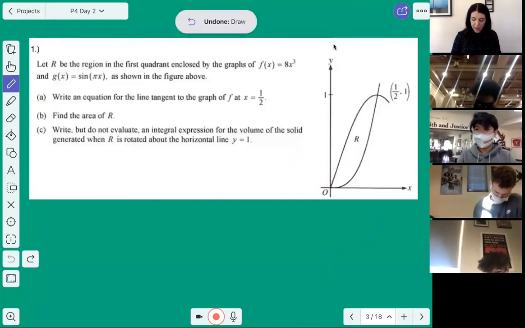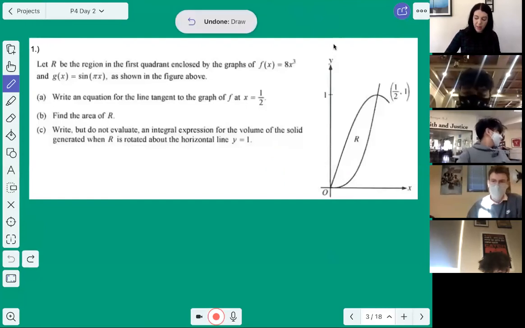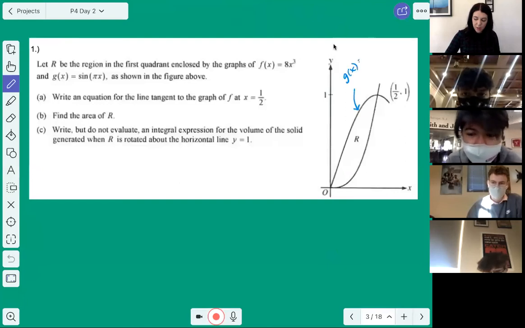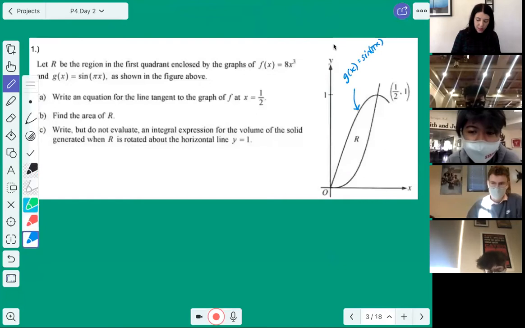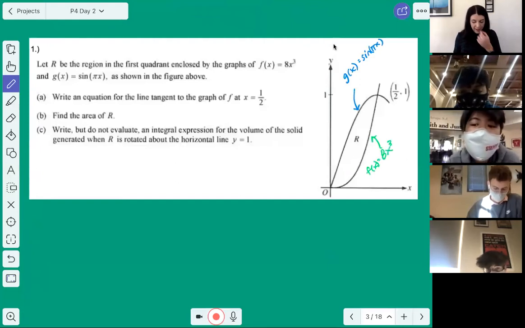And then we also have a sine graph, and a sine graph in general looks like this, right? That's in general what our sine graph starts to look like. Okay, so you should be able to tell that this one right here is our g of x, which is equal to sine of pi x. And that this other one down here is actually our f of x, which is 8x cubed. Okay, so for find the area of R, let's go to Riley. Riley, what'd you do?